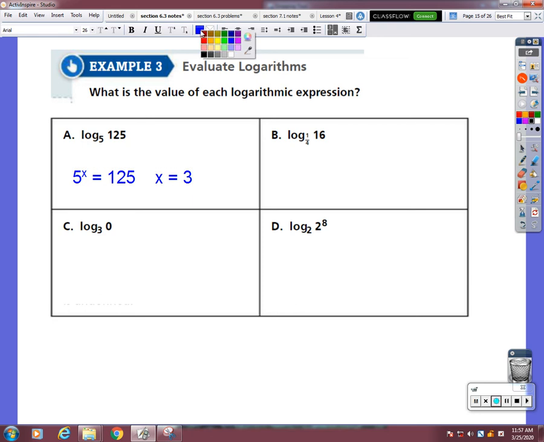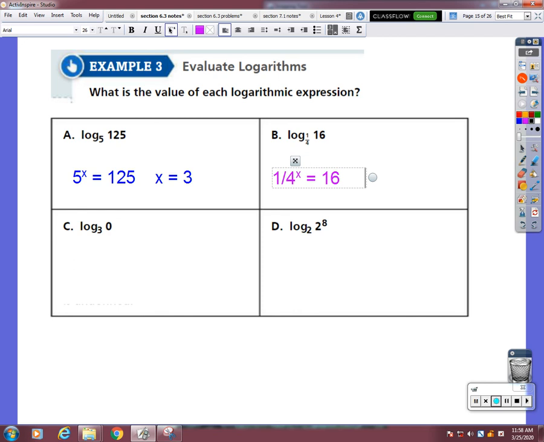How about this guy here? Let's get a different color going for each box. Let's get crazy. So this is saying 1/4 to what power is equal to 16. Okay, so this gets a little bit fun because we have to deal with fractions here. So the way that I'm going to do that is I'm going to pretend it's not a fraction first. So I'm going to say 4 to what power is 16, and that answer is, of course, 2.